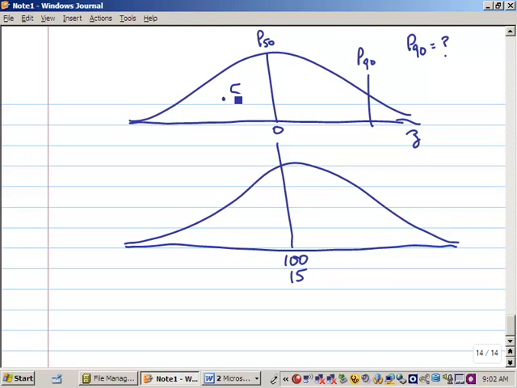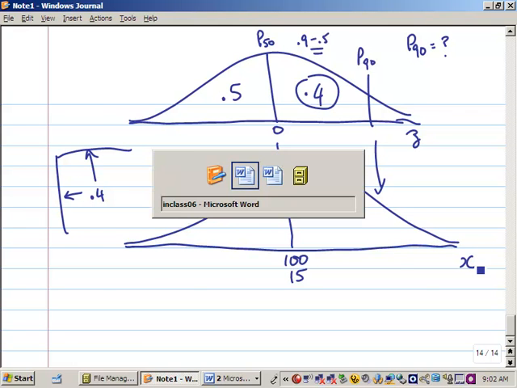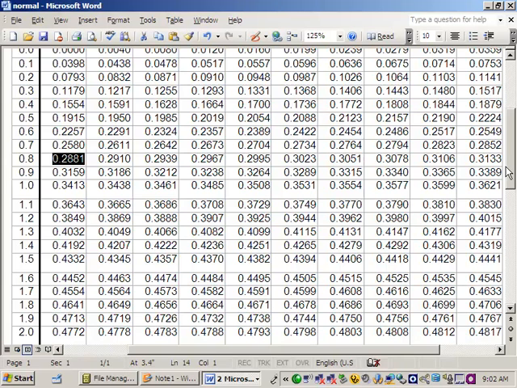Since there's 50% below the middle of the distribution, below 0 on the z, from 0 to the 90th percentile is 0.4. It's 0.9, 90%, minus 0.5. So it's this value, 0.4, that we're going to look up in our z tables, looking for a probability of 0.4 or very close to it, and that'll tell us a z value. From that z value, we can go back to the particular distribution that we have here. So let's go to the normal distribution and look for 0.4.